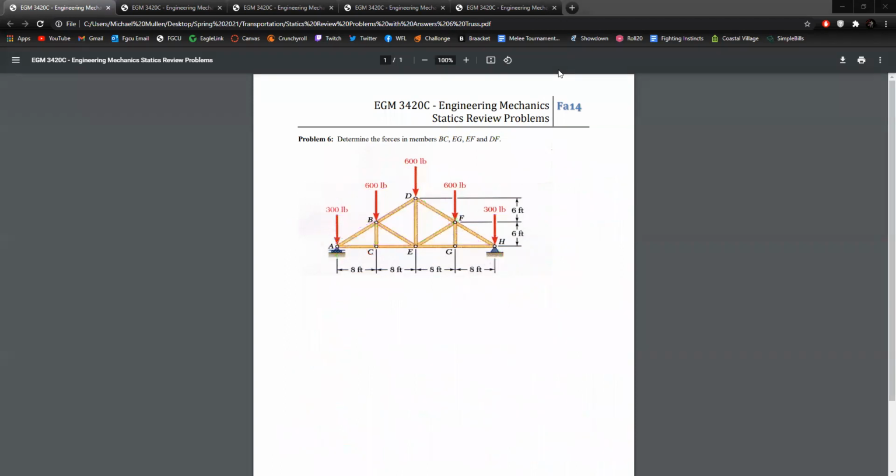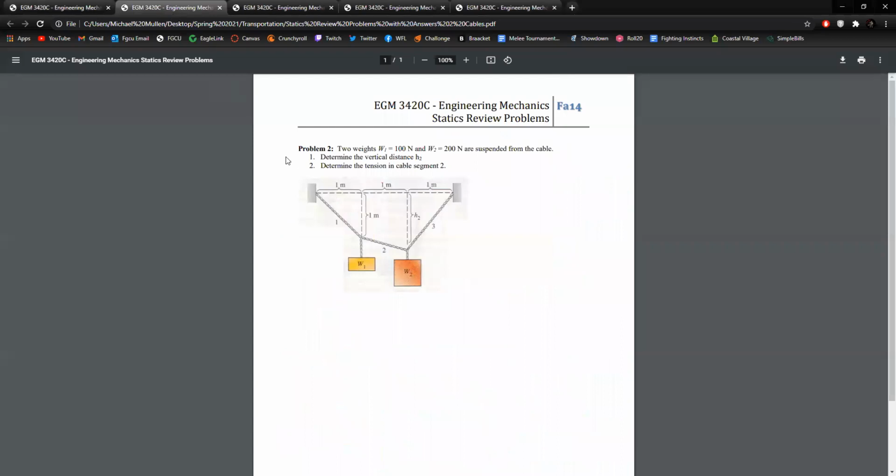So I'll clear all drawings. We can move on to the second one. So this is problem 2 from the review. We have two weights, W1 equals 100 and W2 equals 200. Here we have W1 and here we have W2. They're suspended from this cable, and it wants us to find this distance and the tension in cable segment 2. So this tension value.